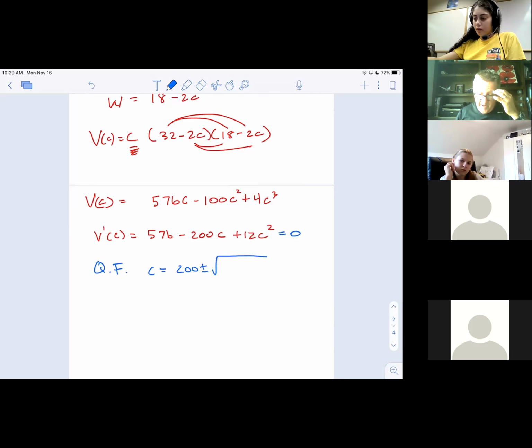So b squared minus 4ac. So 200 squared minus 4 times 12 times 576, which works out to 12,352, all divided by 2 times a. So that's the exact answer to this. Well, there's actually two answers.